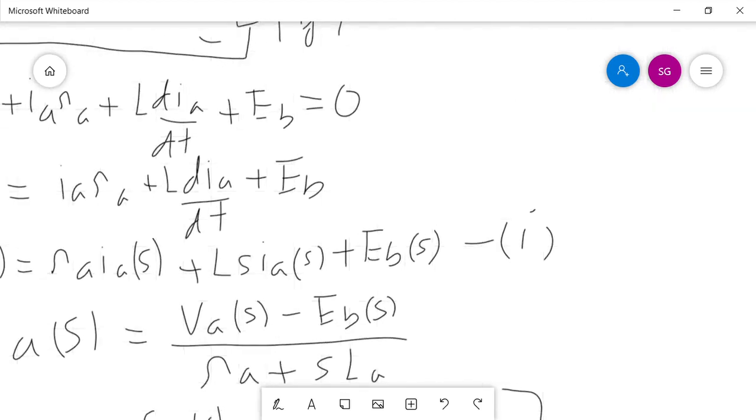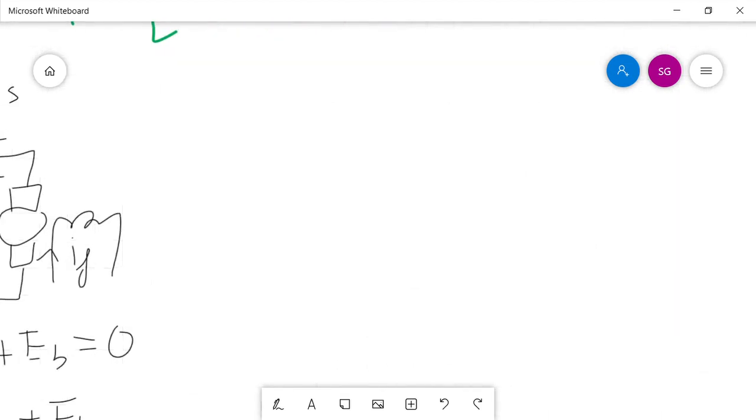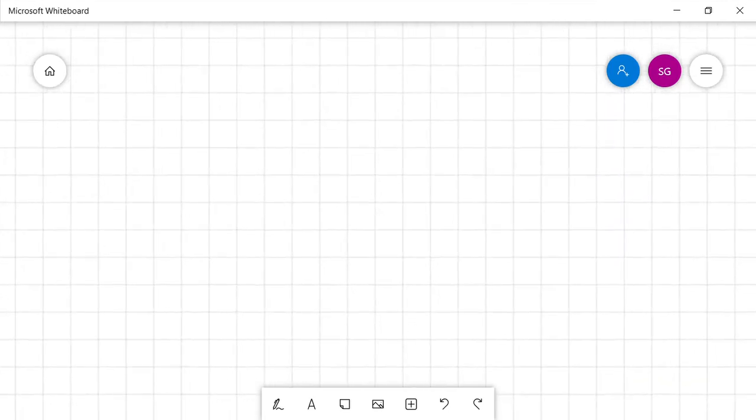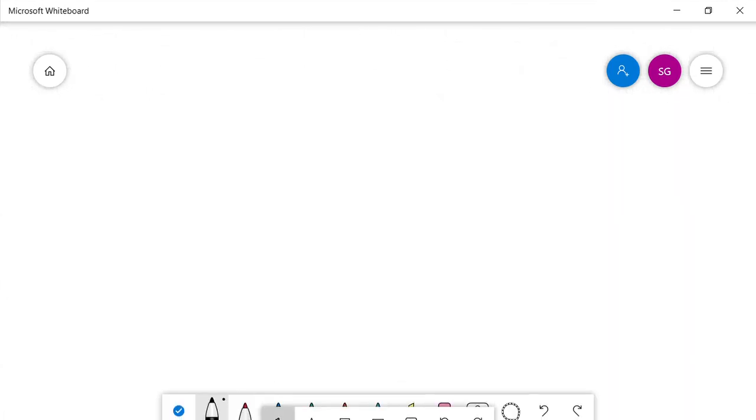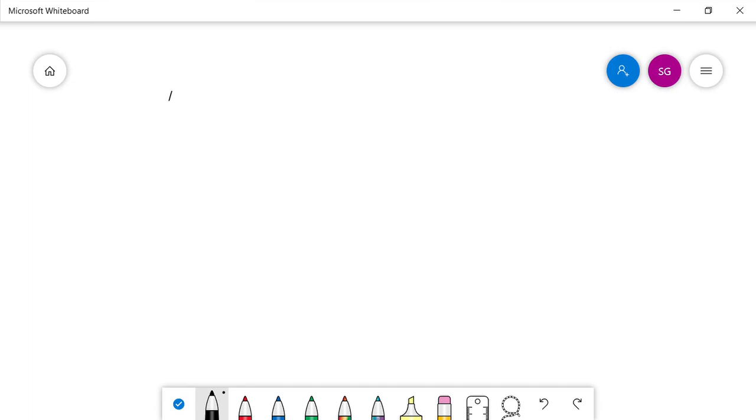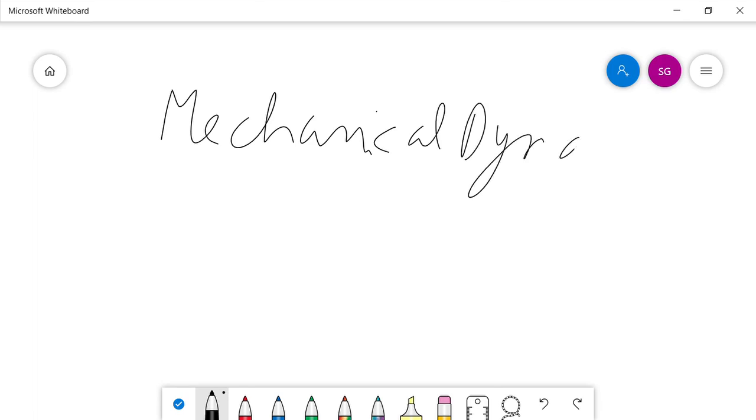So here it is, electrical dynamics. Now let us derive the mechanical dynamics. So here it is, the mechanical dynamic equation. What does the mechanical dynamic equation tell? It just tells how the mechanical component, like the rotor of the DC motor, is changing. So it changes as per the torque applied.